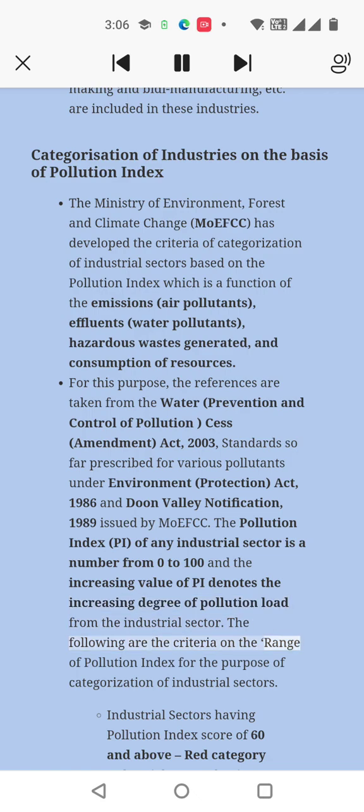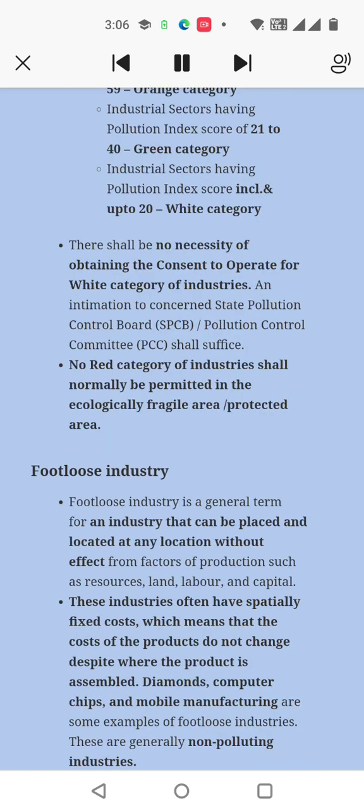The following are the criteria on the range of pollution index for the purpose of categorization of industrial sectors. Industrial sectors having pollution index score of 60 and above, red category. Industrial sectors having pollution index score of 41 to 59, orange category. Industrial sectors having pollution index score of 21 to 40, green category. Industrial sectors having pollution index score including and up to 20, white category. There shall be no necessity of obtaining the consent to operate for white category of industries. An intimation to the concerned State Pollution Control Board, SPCB, or Pollution Control Committee, PCC, shall suffice. No red category of industries shall normally be permitted in the ecologically fragile area or protected area.